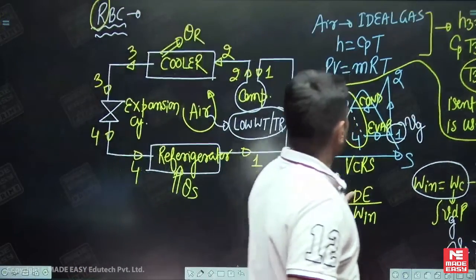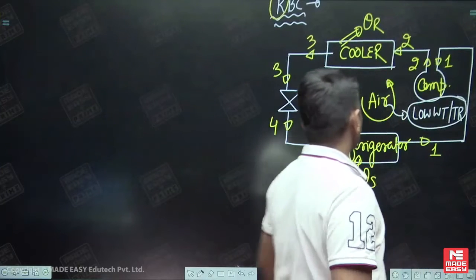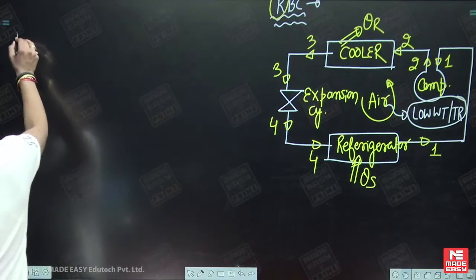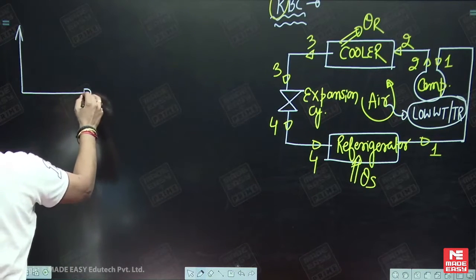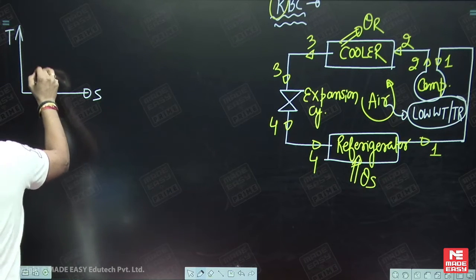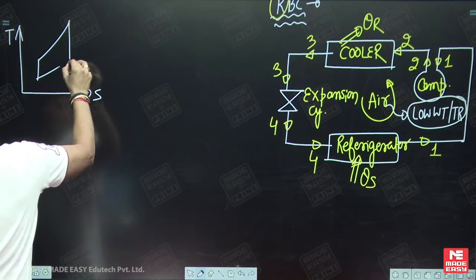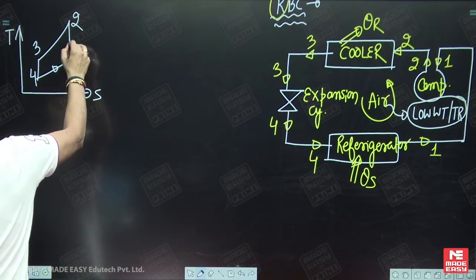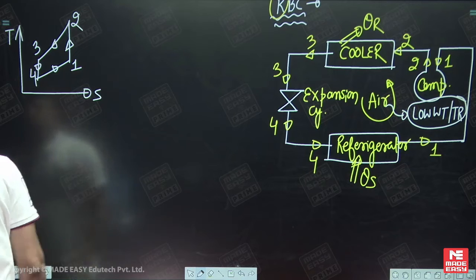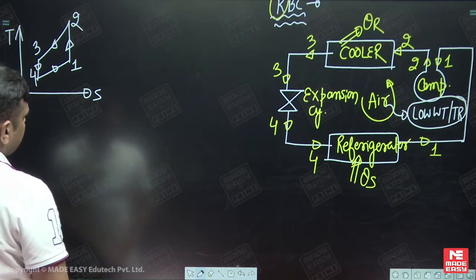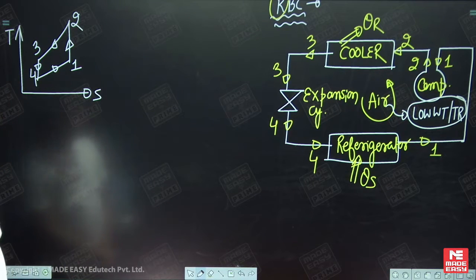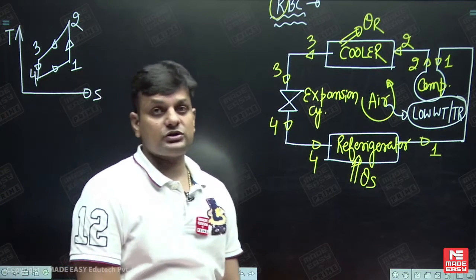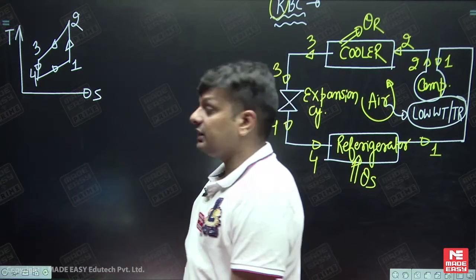Now observe carefully how to draw the TS diagram for this case. So this is basically the TS diagram. This is 1, this is 2, this is 3, this is 4: 1 to 2, 2 to 3, 3 to 4 and 4 to 1. Now what is the observation? 1 to 2 process is isentropic compression, 2 to 3 constant pressure heat rejection, 3 to 4 isentropic expansion and 4 to 1 constant pressure heat addition.